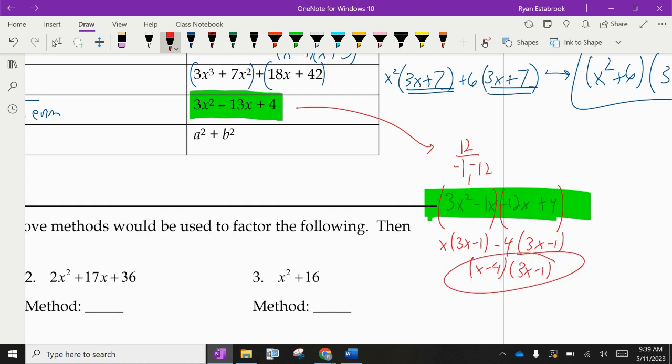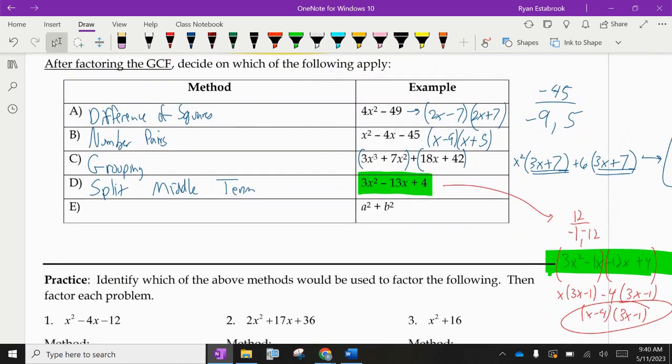If we multiply this out, it would get us back to the original, but we want that factored form because this is linear, and then eventually we'll be solving from those. So methods of factoring: difference of squares, number pairs, grouping, split middle term, and this last one, it looks kind of like the difference of squares, but why is this not difference of squares?